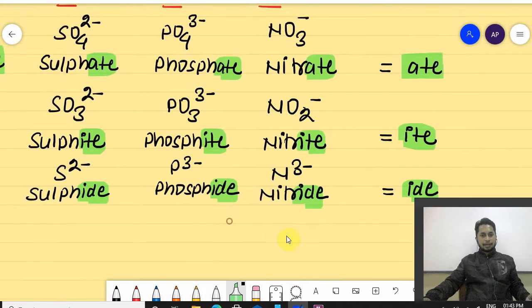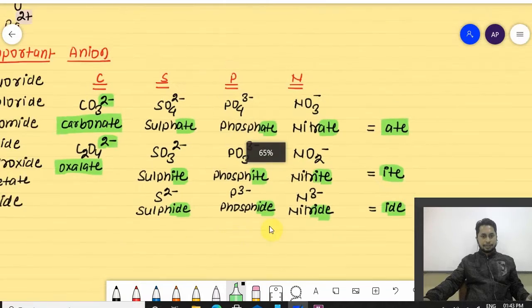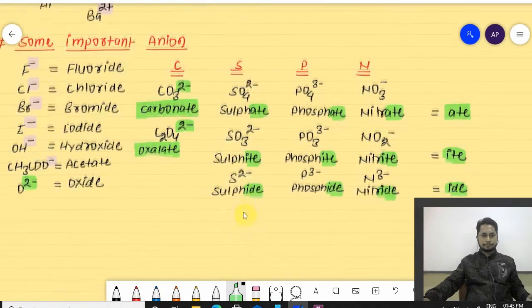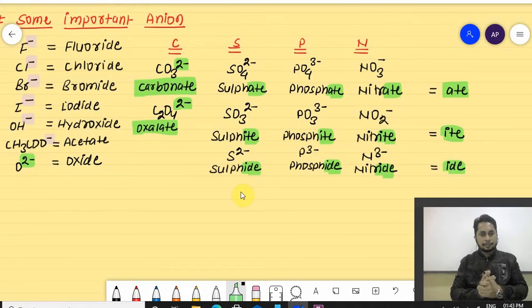So these are the ions, cations and anions. So these many anions are required. And once we remember the list of cations and anions, then it will be very easy to write the molecular formula of any compound.